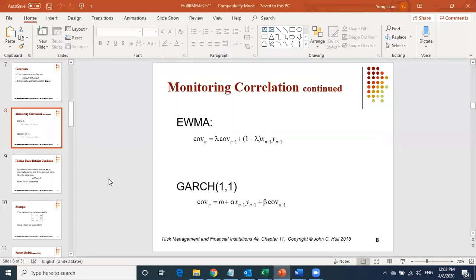Okay, we continue to talk about correlation and copulas. Today we talk about how to do a GARCH(1,1) model to estimate correlation. Last time we talked about the equally weighted moving average. So we have two different ways to measure the dynamic correlation or covariance.